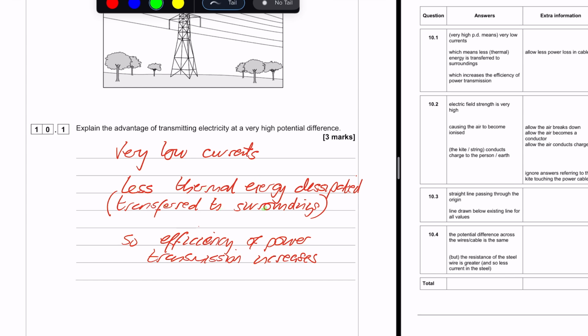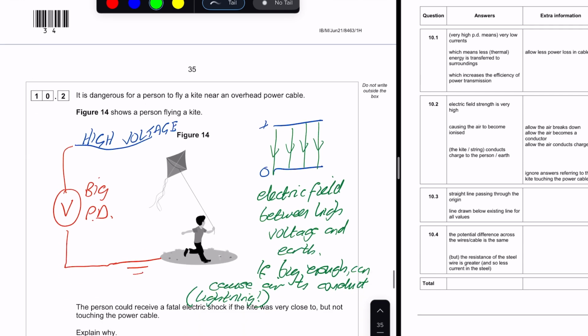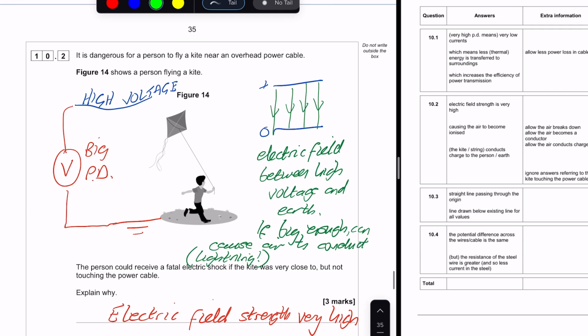That's fine. And so what? So the efficiency of the power transmission increases. So we're going up to 400,000 volts, getting much lower currents, less heating, more efficient, not losing much of the energy that we need at the other end. So we don't want to lose energy just warming the cables up. 10.2 is tricky, so let me explain it.